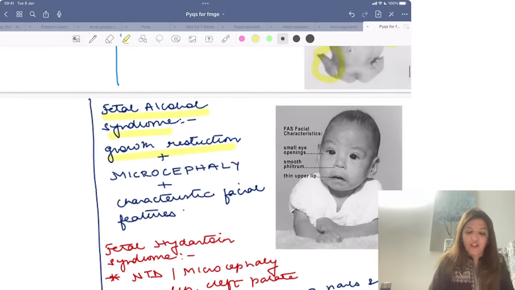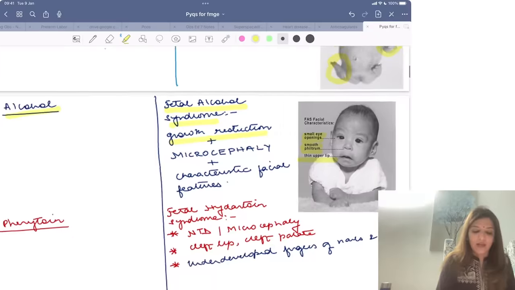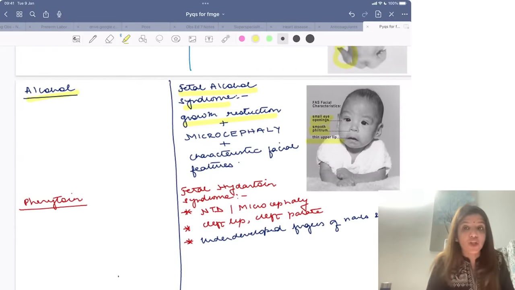In typical facial features, you have small eyes, a smooth philtrum, and a thin upper lip. Right? So these are the features which you get with fetal alcohol syndrome: growth restriction, plus microcephaly, plus typical facial features, right?